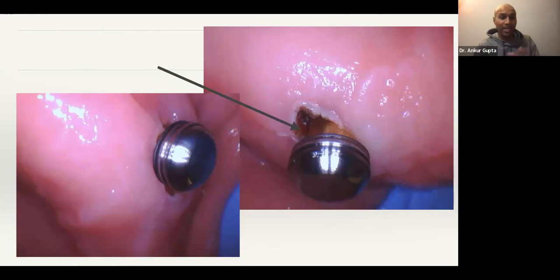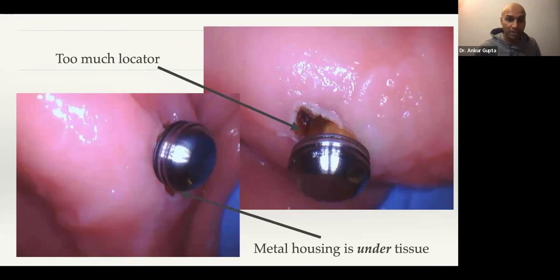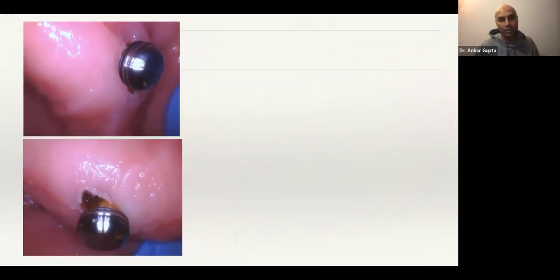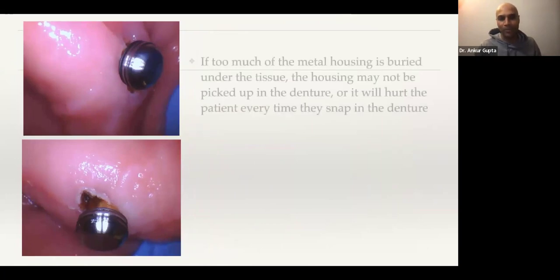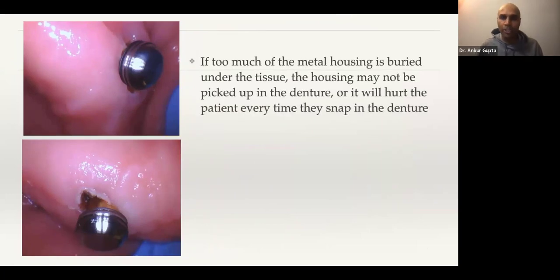If you notice this picture here, this really sucks because this is the same locator. It's the same site. On one side, I see too much locator, and on the other side, there's too little locator, and some of the metal housing is under the tissue. Yes, it's not perfect, but even when it's not perfect, it's okay. If too much of the metal housing is buried under the tissue, it might be hard for you to pick it up in your denture, or it might pinch the patient every time they snap it in.